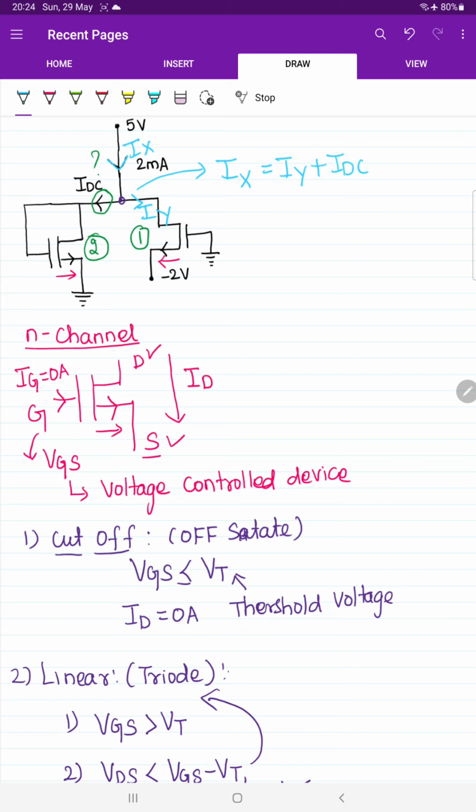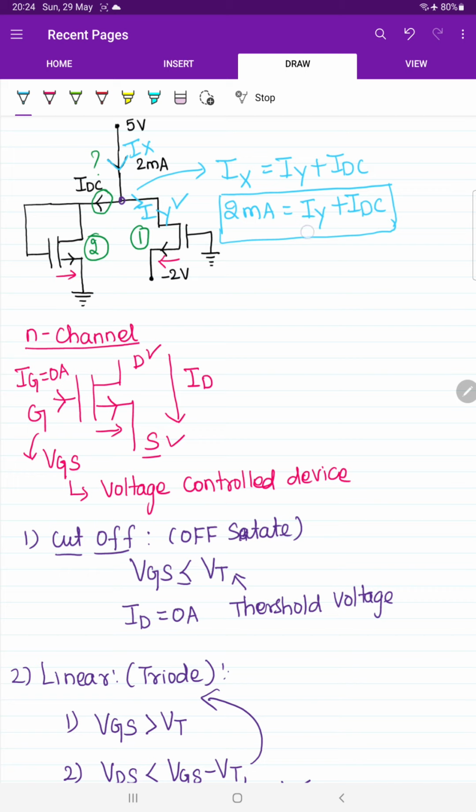What are all the parameters that we know here? We know the value of IX, that is given as 2 milliampere. But the value of IY is not known and the value of IDC is not known. Of course, we have to find out the value of IDC only. So the conclusion is, if you figure out the value of current consumed by transistor 1, then you can easily identify the value of IDC.